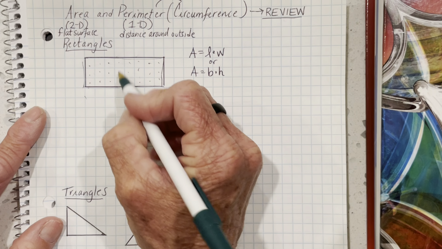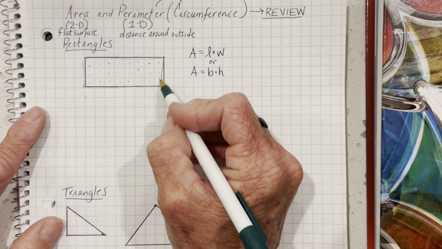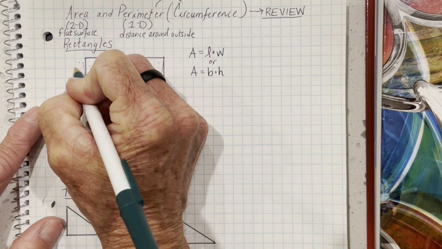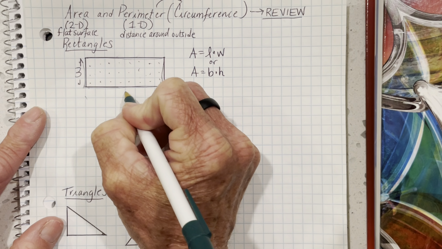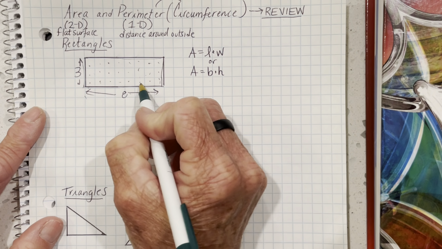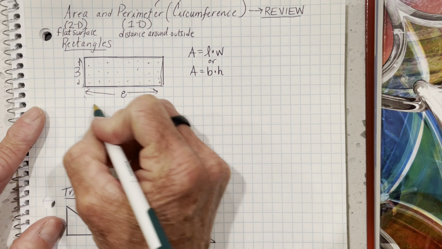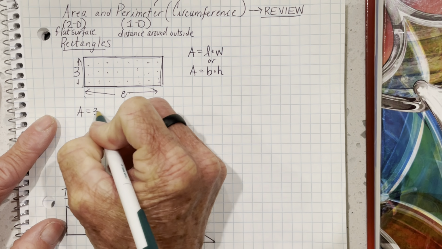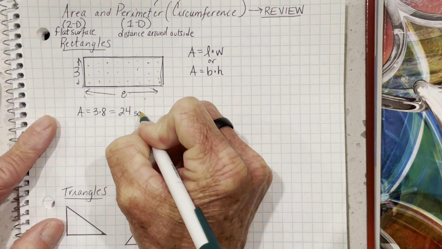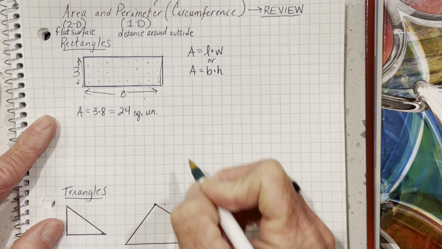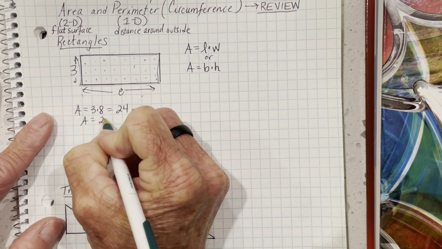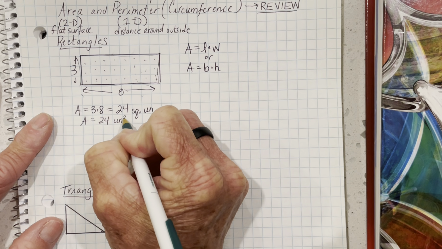There are 3, 6, 9, 12, 15, 18, 21, 24 squares inside of here. Well, this rectangle is 3 units by 8 units. 2, 4, 6, 8, and 3 times 8 gives us 24. So the area of the rectangle is 3 times 8. It has 24 square units inside of that box. That's literally what we're counting. And we're usually going to abbreviate that as unit squared.